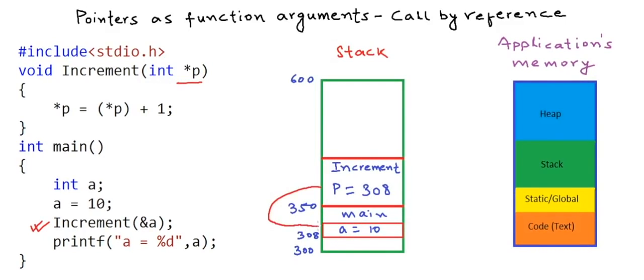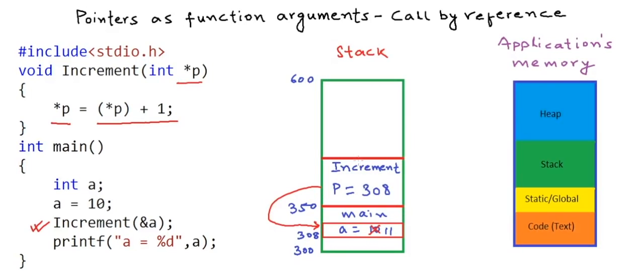So p is pointing to A. Now in this statement here, when we say asterisk p, we dereference this address. So we are saying here that asterisk p is value at address stored in p. So we say that increment the value stored at address p by 1. The value stored at address 308 gets incremented by 1. So A is now 11.